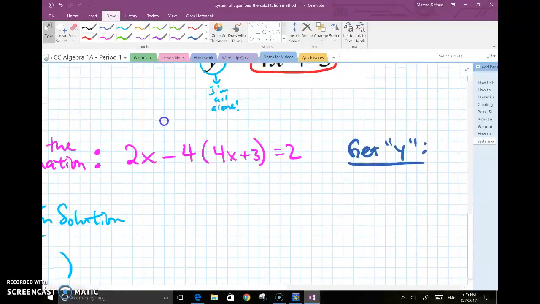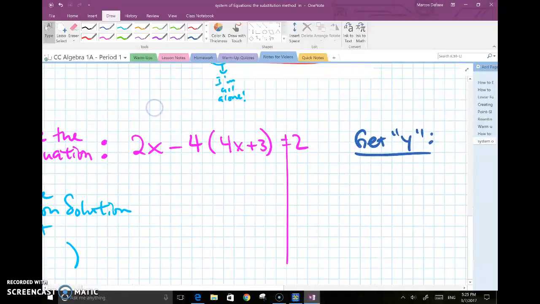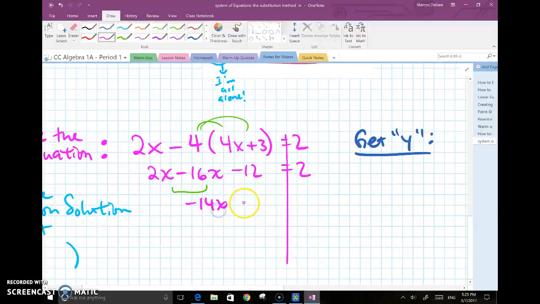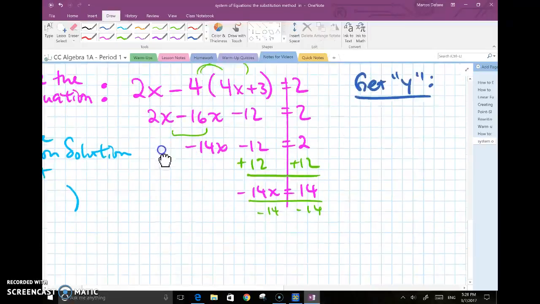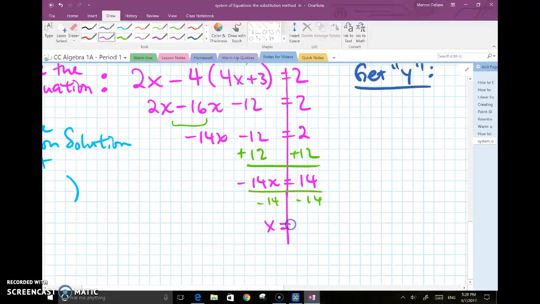All right then, so breaking this down, be careful with your math. Here we go. So this will become, if you distribute, you get 2x minus 16x minus 12 equals 2. Combining like terms, what you get then is -14x minus 12 equals 2. Addition property on both sides will give you -14x equals 14, and then the division property on both sides will give you the result. So x is equal to -1. Okay?